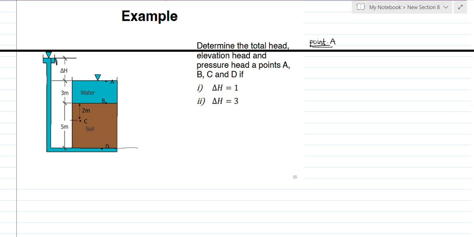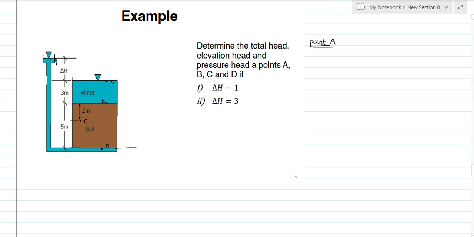let me change the color. So this is D2. Assuming this is D2, if we want the total head at point A, it is simply equal to the pressure head at A plus the elevation head at A. Let me change this to HA. That is the total head.